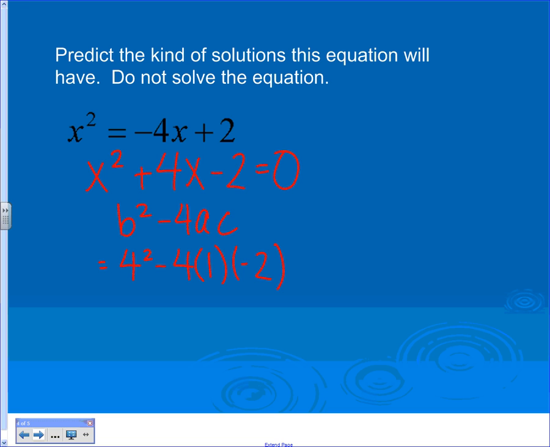So 4 squared, and then what? Which is? So, do we have one answer? Why do we have two? It's not a 0. Okay, is it a positive or a negative? It's greater than 0. So are they real or are they imaginary? So what would I put for my answer? Two real solutions. Two real solutions. That is the answer to the question. Predict what kind of answers you're going to have. You'll have two real solutions.